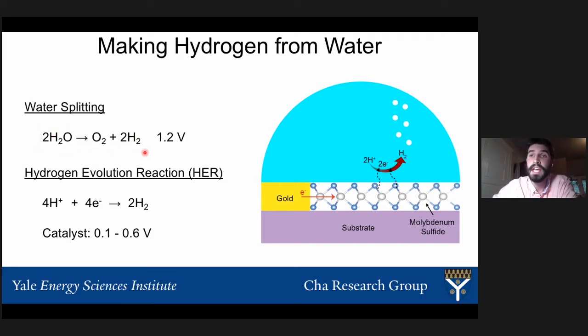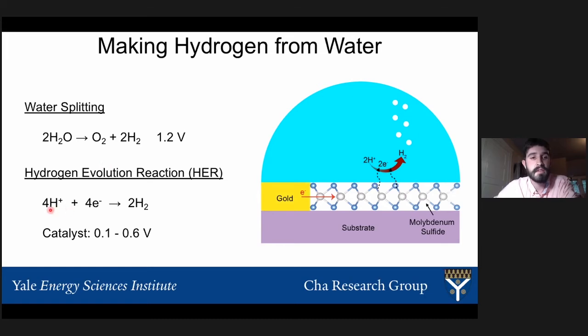And we can do this just by hitting it with electricity. It's a really attractive fuel source because when we burn hydrogen, it's actually the reverse of this reaction, and the only byproduct we get is water. So there's no CO2 produced at all. Now, one piece of this reaction is called the hydrogen evolution reaction, and that's what I study.